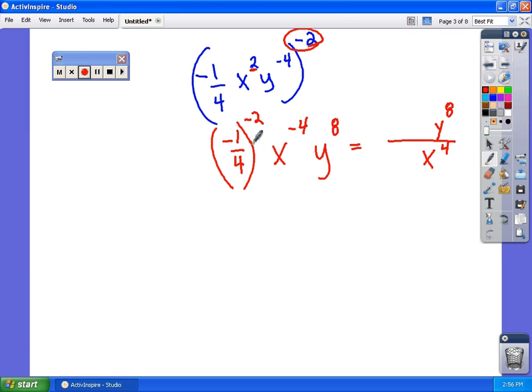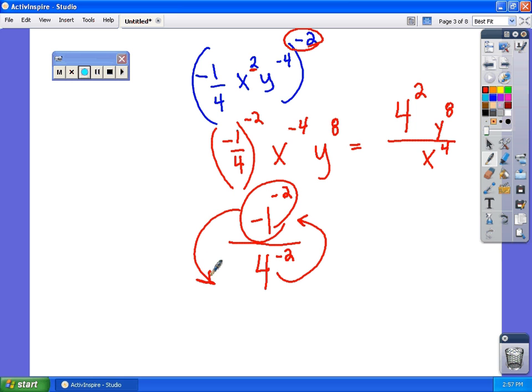And now, remember, this negative 2 goes to both the numerator and the denominator. So I end up with negative 1 to the negative second and 4 to the negative second. Well, you can't solve those, so what you have to do is make sure that the 4 to the negative second is going to go to the numerator. So I'm going to put that right here as 4 to the second. And the negative 1 to the negative second is going to flip down to the denominator. Notice, though, that the 1 is still negative. It's the exponent that becomes positive.